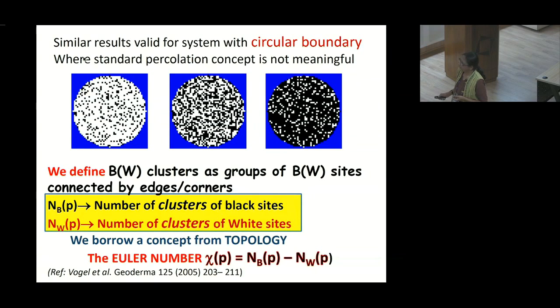So here we define clusters of black sites or white sites as groups of black or white sites which are connected either by edges or by corners. That means we are considering nearest neighbors as well as second neighbors to be connected if they are of the same color. And we borrow this topological concept of the Euler number and define the Euler number chi as the difference between the number of black clusters and the number of white clusters.